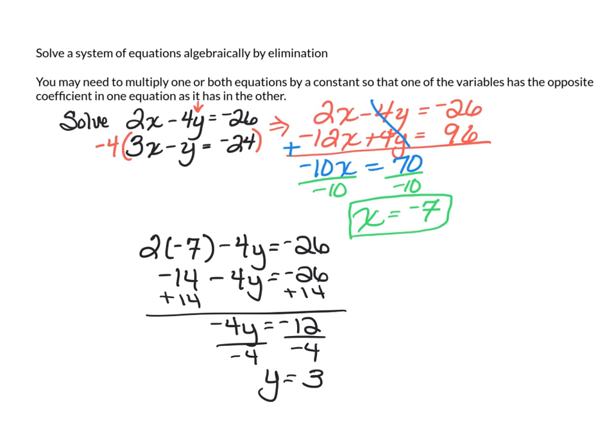Now I want to present the solution as an ordered pair. The solution to this system of equations is x equals negative 7, y equals 3. Any questions?